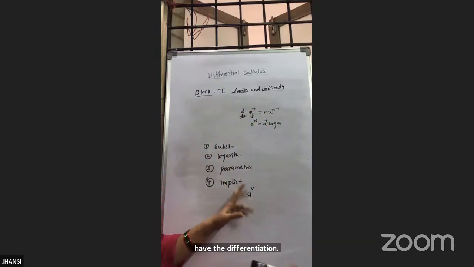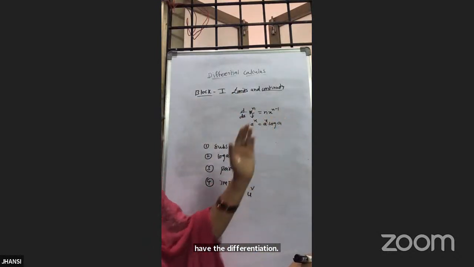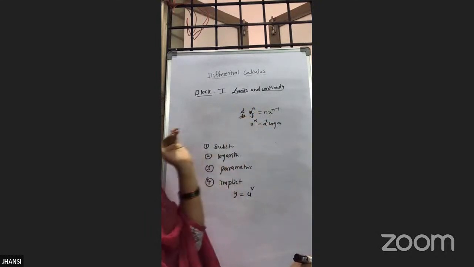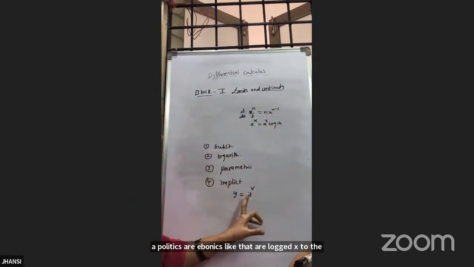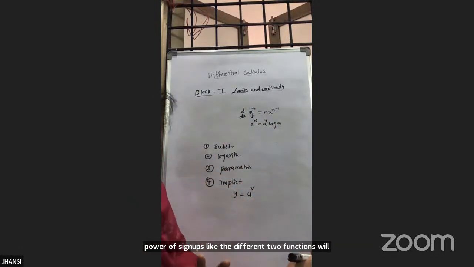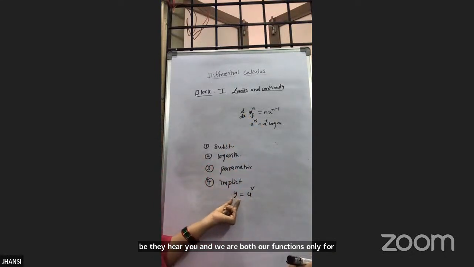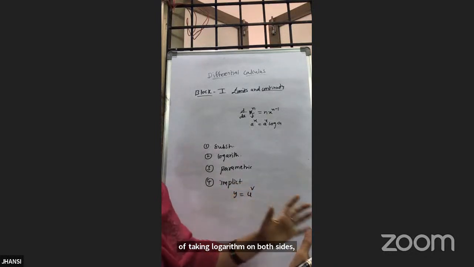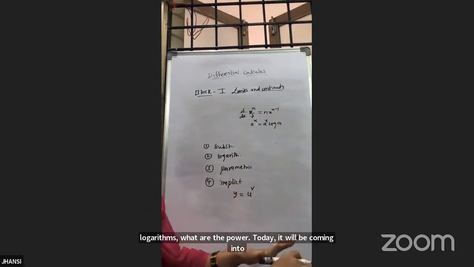But some functions will be of the form function to the power of function, that is sin x to the power of e power x, or log x to the power of sin x. Different two functions will be there. Here u and v are both functions. Such problems can be solved by taking logarithm on both sides. After taking logarithm, whatever the power is will come into the quotient. Then you can use the UV rule.